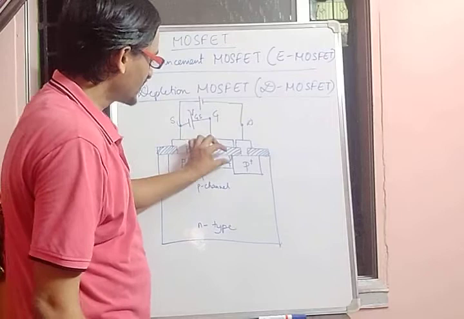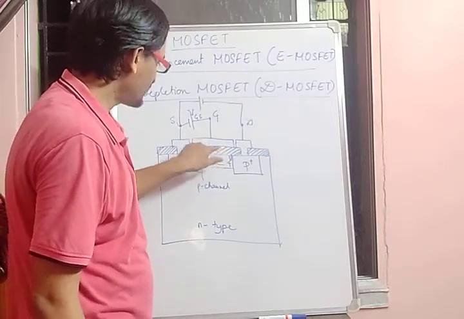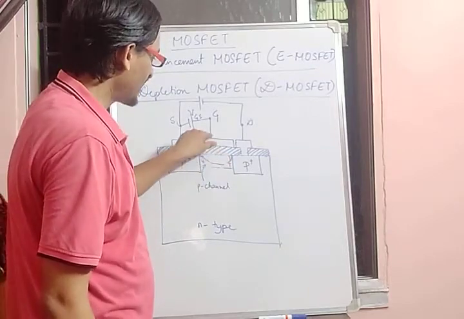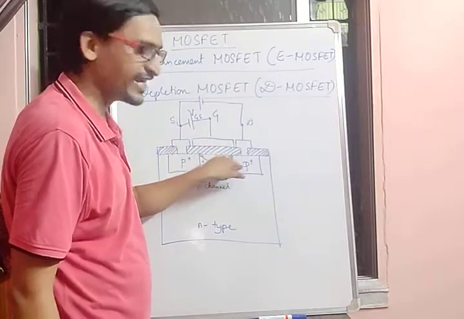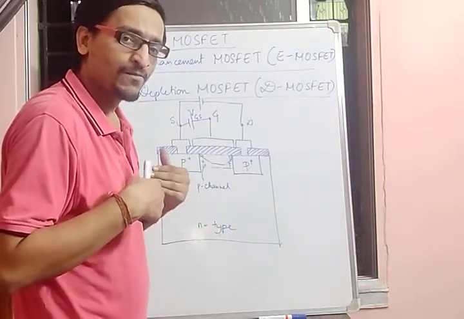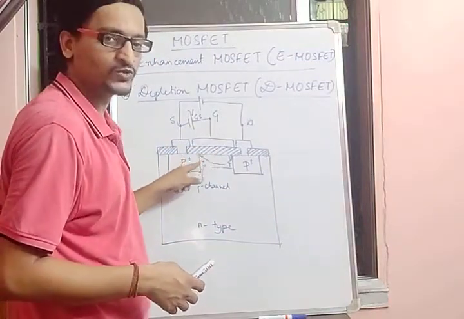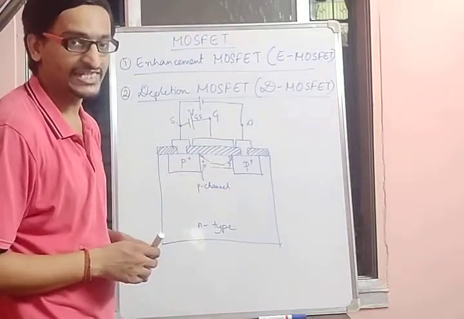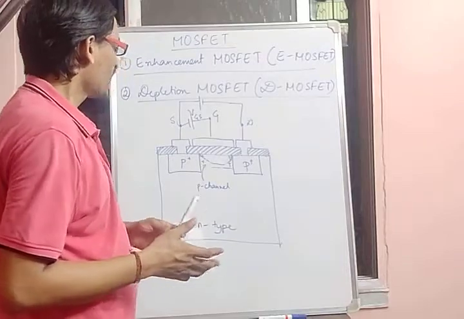So that means in this region the voltage difference between the gate to drain will be higher as compared to the voltage difference between gate to source. That means your VGS will be greater than your VGD. How can it be?